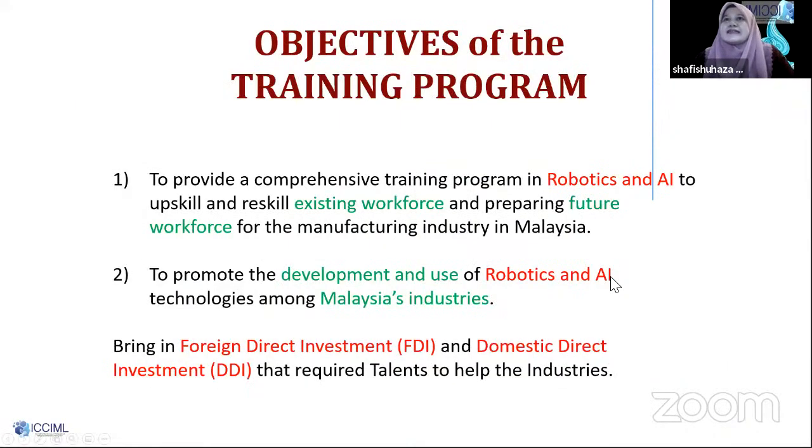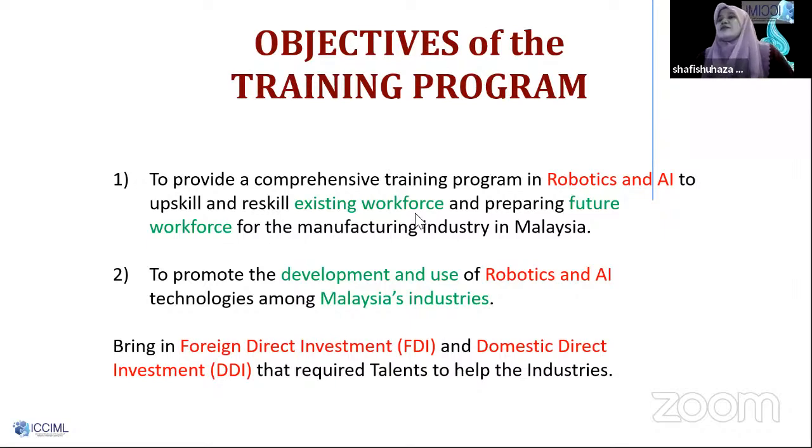So let's see, the objectives of these trainings, as I mentioned in the earlier slides, is to fill up the skills gaps required by our country. So we are here to provide a comprehensive training program in robotics and AI, to upskill and reskill the existing workforce and prepare the future workforce for the manufacturing industry in Malaysia. And we are here to promote the development and use of robotics and AI technologies among Malaysia's industries. By providing the training, we bring in foreign direct investment and domestic direct investment that requires talents to help the industries.